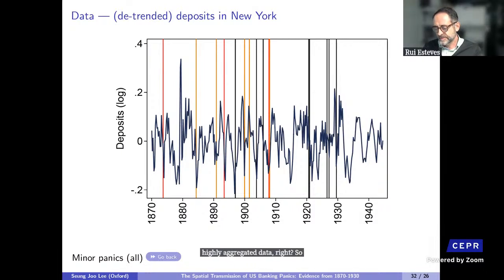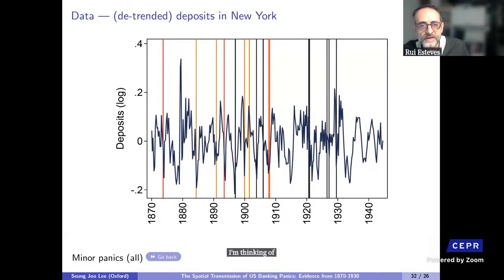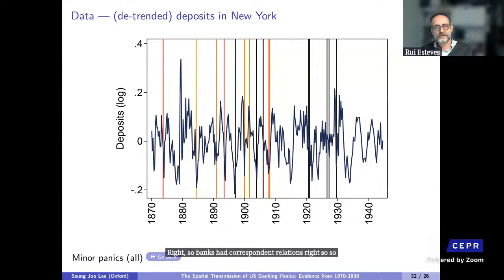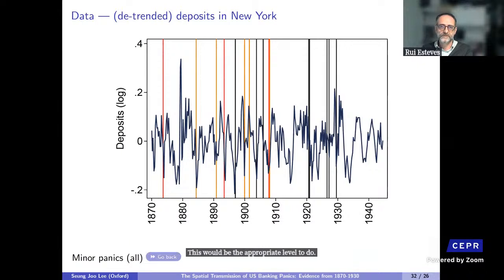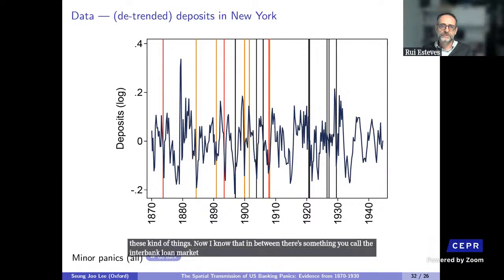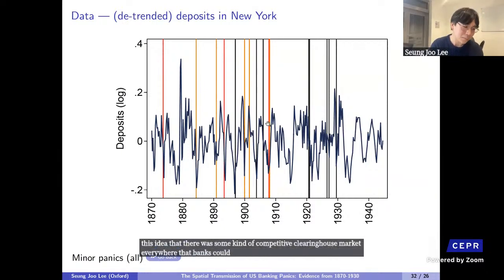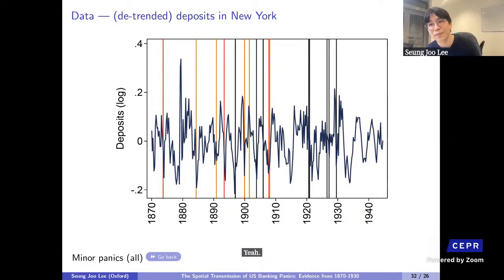So you probably know these recent papers about US banking networks, right? I'm thinking in particular of Chris Michener and Gary Richardson's paper. So banks had correspondent relations, right? So you could actually drill down to the bank level rather than just using these aggregate state level data. And I'm guessing this would be the appropriate level to do these kinds of things. Now I know that in between there's something you call the interbank loan market, but I'm not really sure the US worked this way back then. This idea that there was some kind of competitive clearinghouse market everywhere where banks could exchange deposits and so on, right? There was definitely a pyramidal system, right? And all the money went up, right?